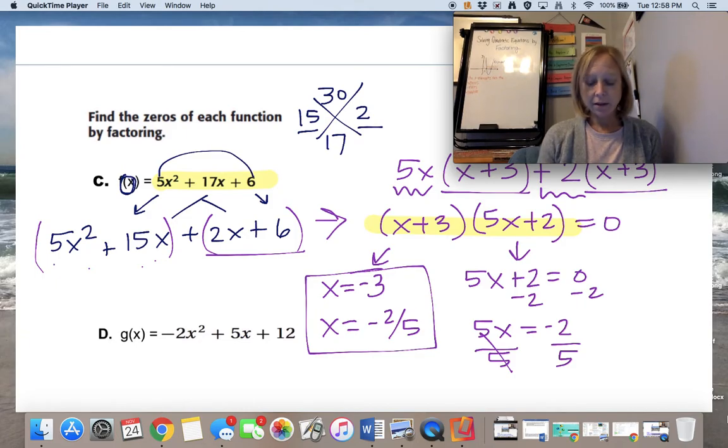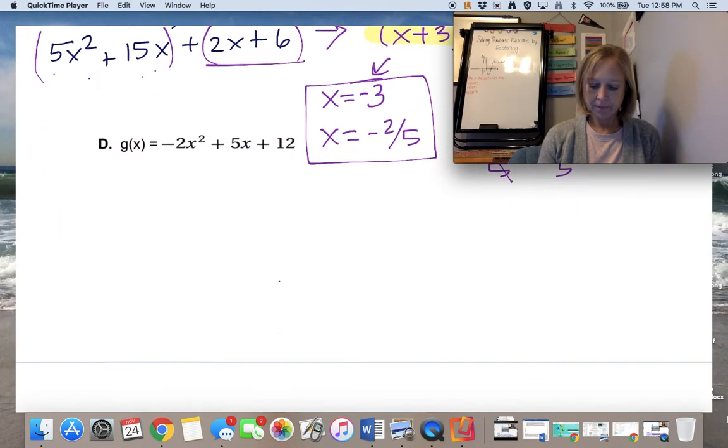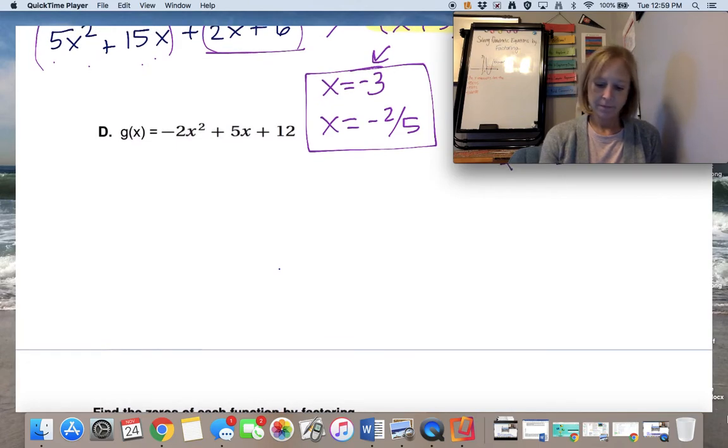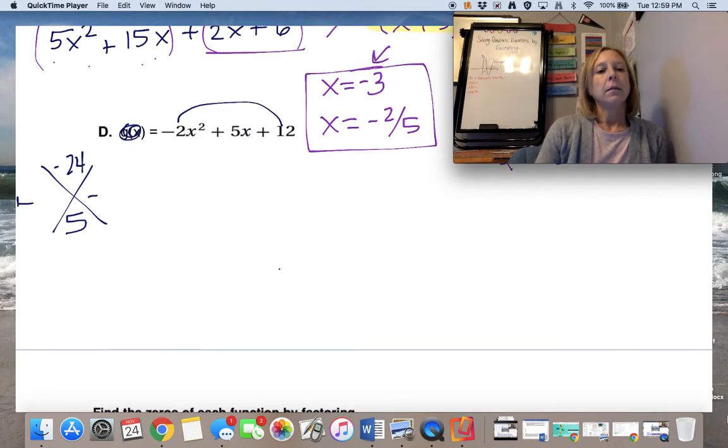Let's do one more together, and then I'll have you try a few on your own. All right, we set it equal to 0, and then I multiply my first term and my last term. And I say what multiplies to negative 24 and adds to 5. I'm going to have a positive number and a negative number. Let's think here. 24, that would be 8 times 3. 8 minus 3 is 5, so 8 and then a minus 3.